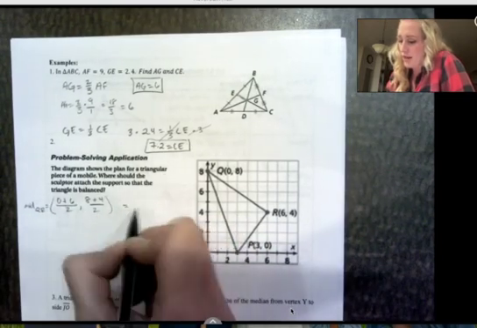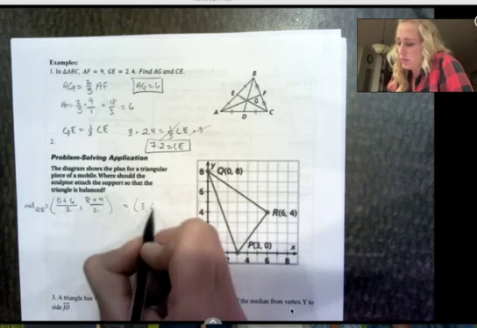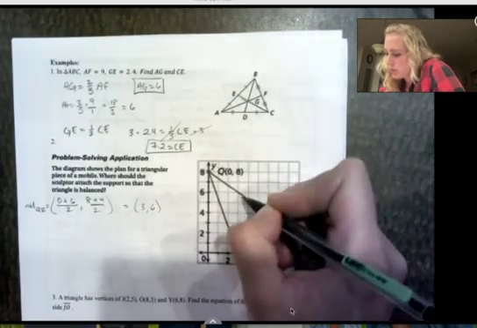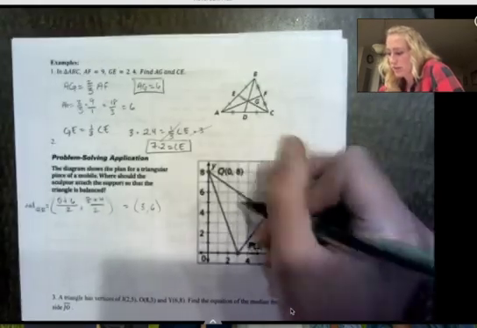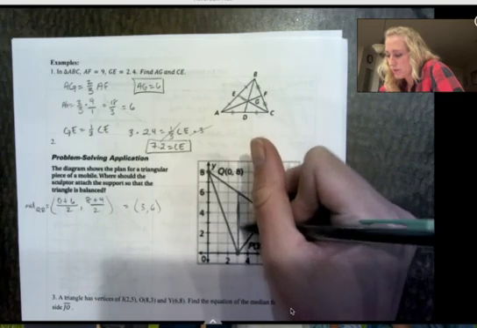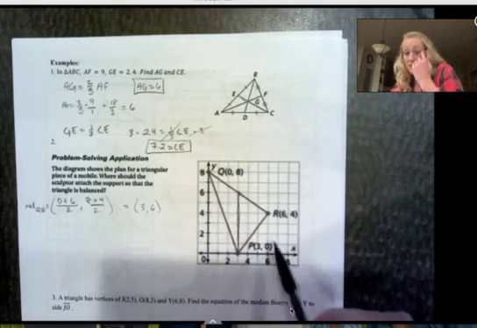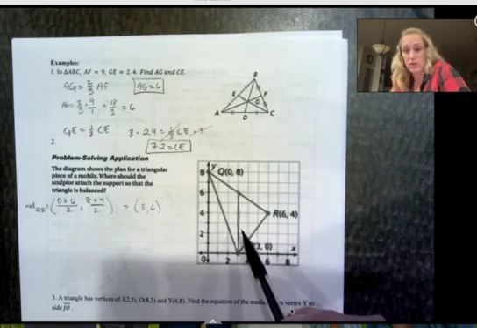All right, so I got 6 divided by 2 is 3, 12 divided by 2 is 6. So 3, 6 is where the midpoint is, and then I just connect it to the vertex to get a median. Okay, so this is the median, and it would help if I was using a ruler here too. So that is one median.